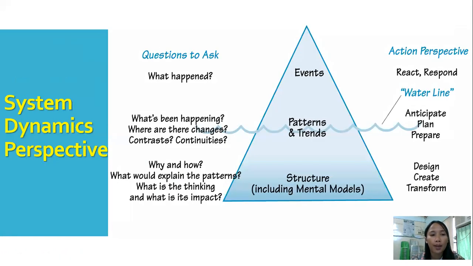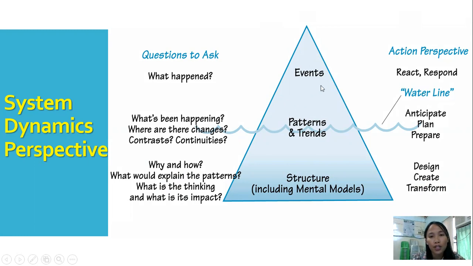Now, this is the system dynamics perspective. The system dynamics perspective tries to get underneath the events. There are instances that we easily react and respond to events that are visible. That's what is currently happening. What's the trend? Trending now. What are those events? We tend to react and respond to those.